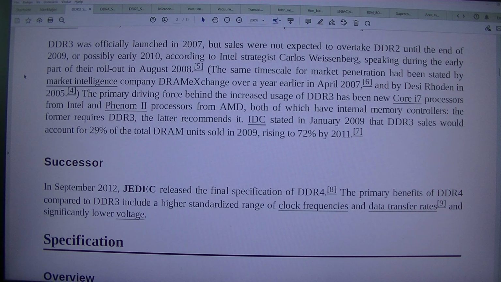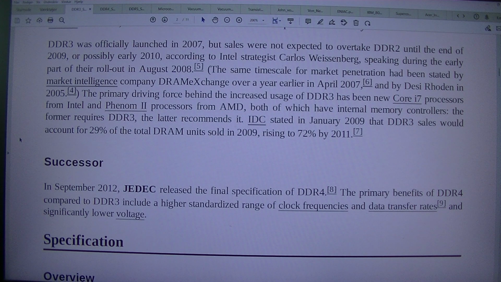The primary driving force behind the increased usage of DDR3 has been new Core i7 processors from Intel and Phenom II processors from AMD, both of which have internal memory controllers. The former requires DDR3, the latter recommends it.